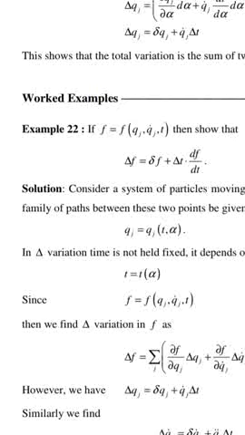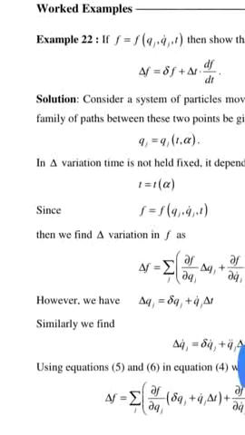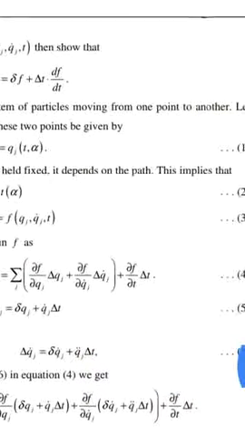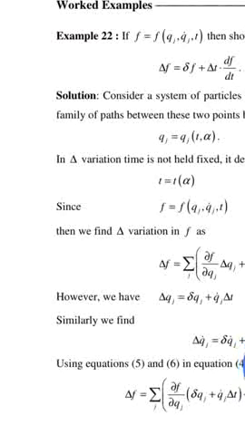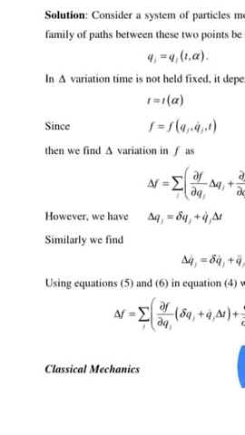Example on principle of least action. If f is equal to f of qj, qj dot, t, then show that del f is equal to delta f plus delta t df by dt. Solution. Consider a system of particles moving from one point to another. Let the family of position paths between these two points be given by qj is equal to qj of t, alpha.